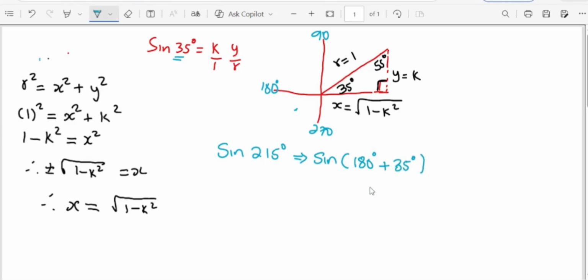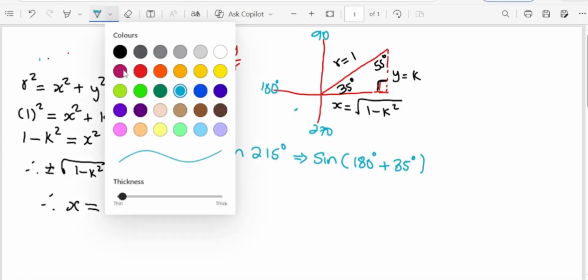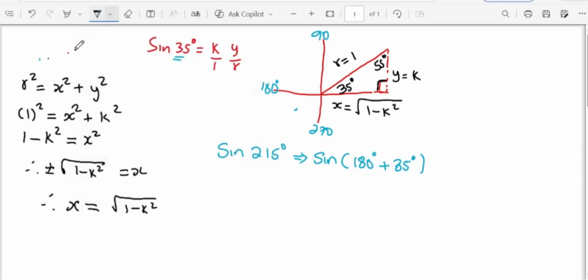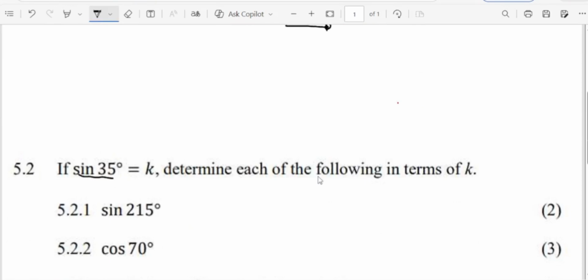Then how is sine in your quadrant 3? That's what you need to ask yourself next. So we know that the sine is negative, so this will be negative the sine of 35. We already know what sine 35 is. Sine 35 is k. So if we put in sine 35, what is the answer there? This will be negative k. So negative k is your final answer. So to answer this question, this is just equal to minus k. But please make sure that you show all the steps, okay?